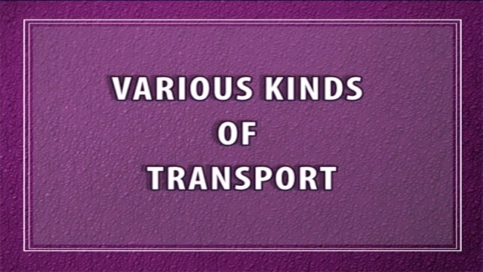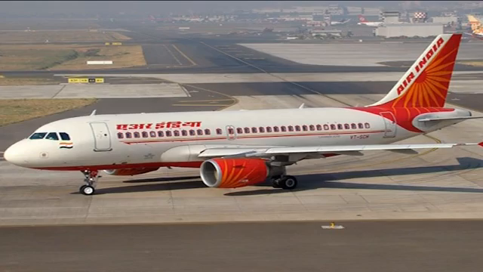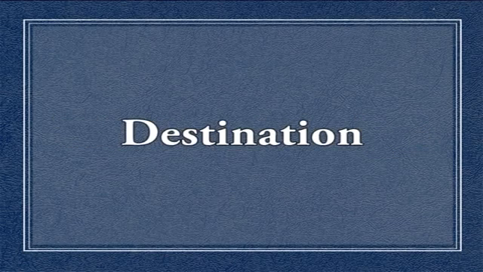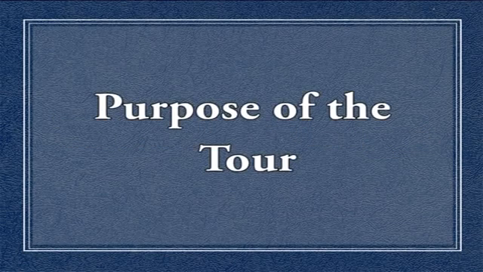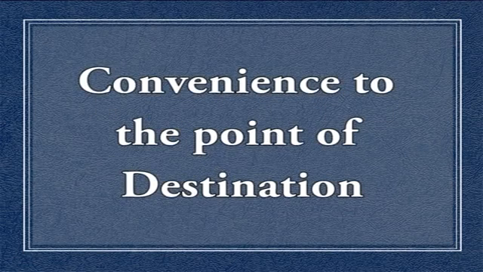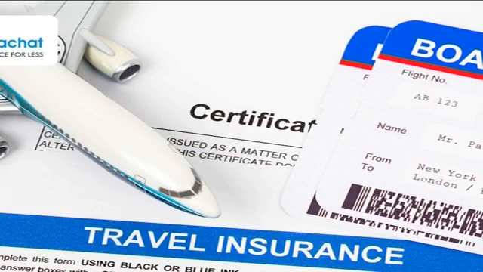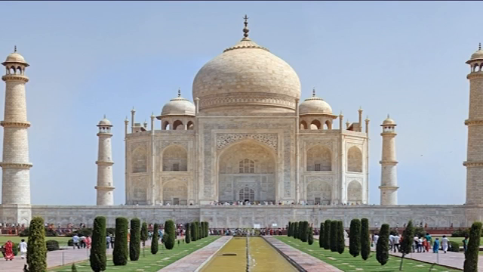Various kinds of transport. Transport providers are those operating any major form of transport. They could be airlines, cruise lines, car rentals, and rail companies. A tourist's choice of transport would depend on the travel budget, destination, time, purpose of the tour, and convenience to the point of destination. Information and guiding. The tourist information and guidance providers give information about the destination, travel insurance, information about a monument, etc.